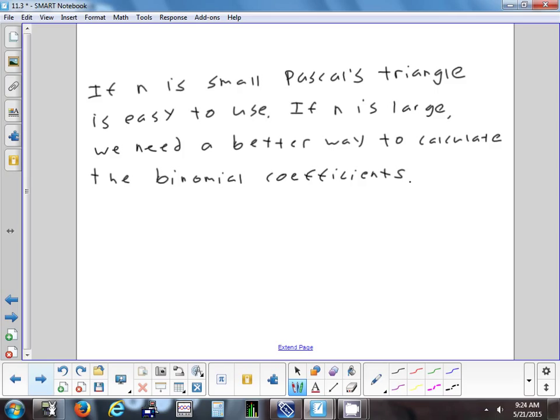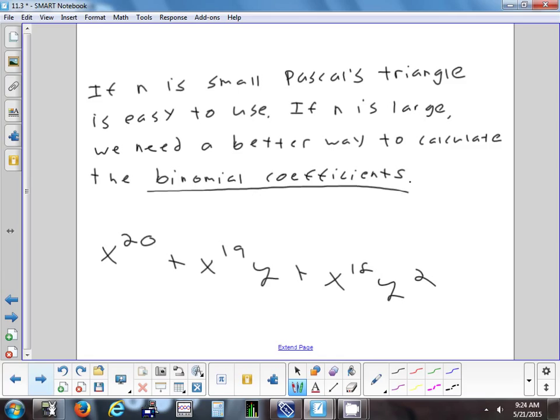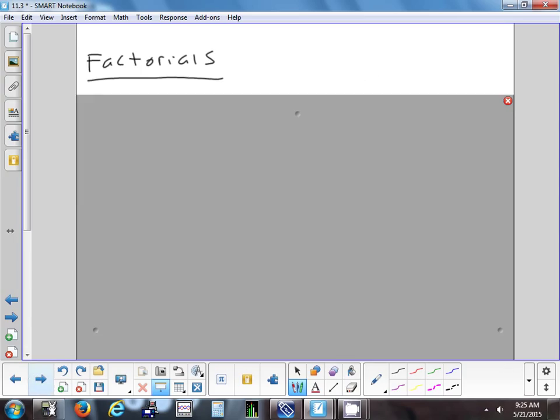If you had something to the 20th power, and you had an x and a y, it's just going to start out with this pattern, and just keep going. Just have your x's go down by 1, have your y's go up by 1. This is the hard part. Where are we going to get these numbers that are supposed to be in front from, if we're not going to use Pascal's triangle? And that's where factorials come in.